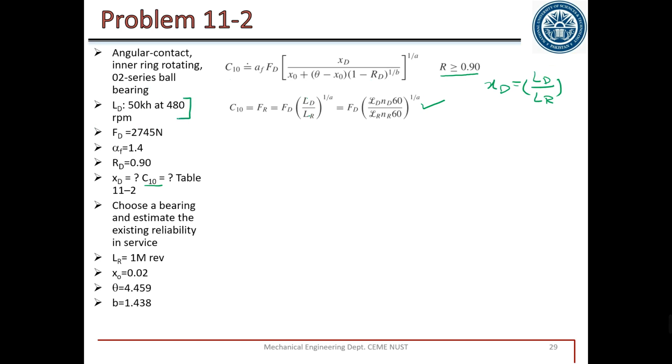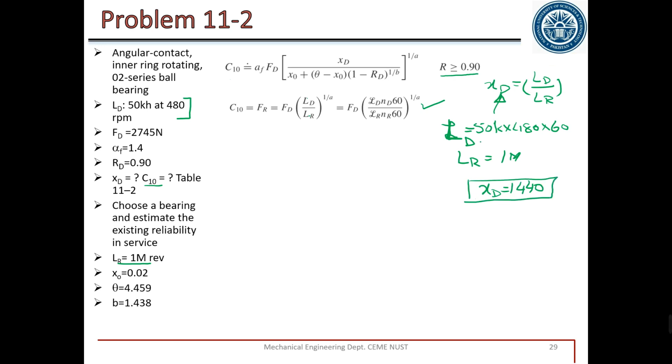50,000 R at 480 RPM. So 50,000 times 480 times 60 minutes will give you, sorry, capital L, LD, and LR is given as well. It is not written here. LR is 1 million. So substituting both these values here, you will get the value of XD equal to 1440. It is a dimensionless quantity.